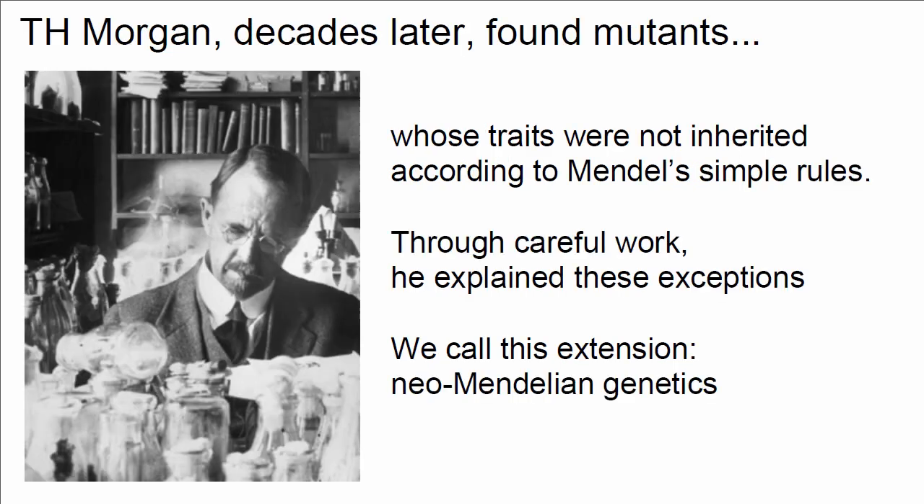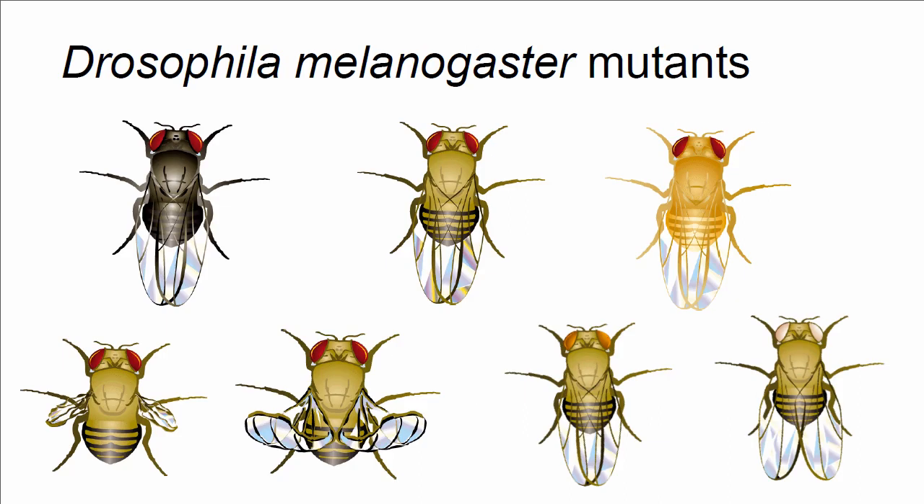But Thomas Hunt Morgan was a geneticist, or was becoming a geneticist, and was using Drosophila and not pea plants as the model organism. He was able to duplicate a lot of Mendel's research and find out that there are a lot of traits that are inherited according to Mendel's simple rules. However, when he found some mutants that weren't inherited according to Mendel's simple rules and gave different ratios, he explained these exceptions, and we call this extension of Mendelian genetics Neo-Mendelian genetics.